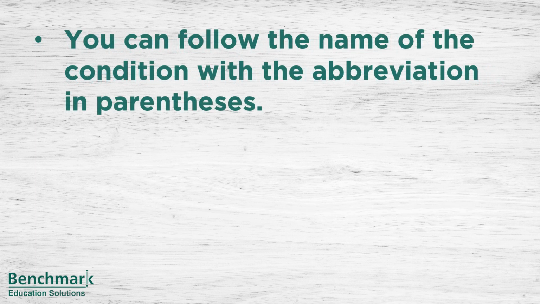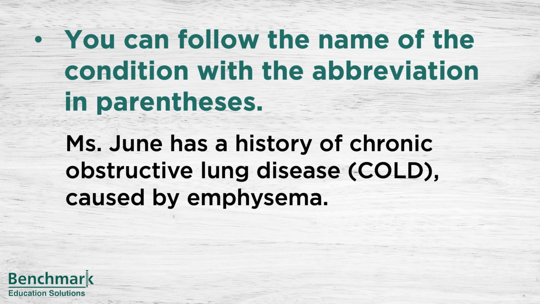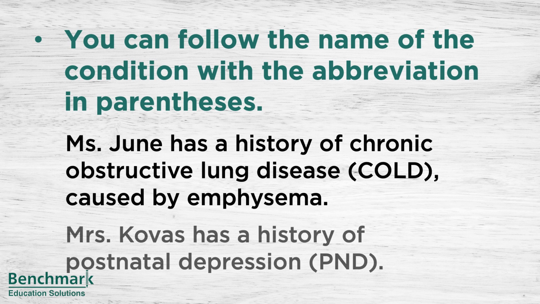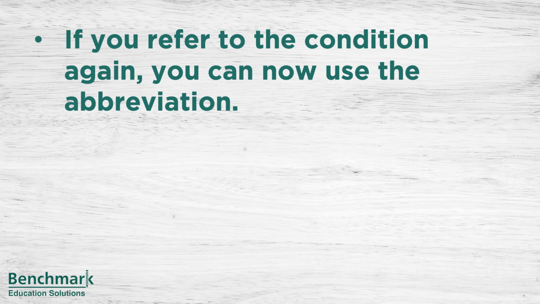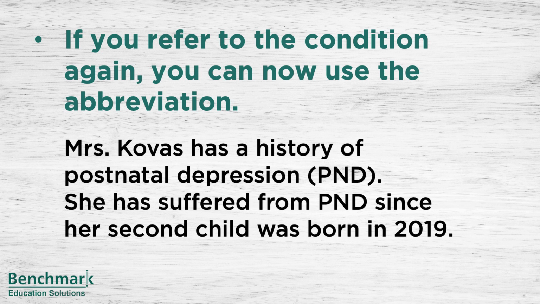If you like, it's common practice when writing to follow the full name of the condition with the abbreviation in parentheses, so if you need to refer to it again in your letter, you can just use the abbreviation. Ms. June has a history of chronic obstructive lung disease, COLD, caused by emphysema. Ms. Kovas has a history of postnatal depression, PND. Then, if you refer to the condition again, you can now use the abbreviation. Ms. Kovas has a history of postnatal depression, PND. She has suffered from PND since her second child was born in 2019.